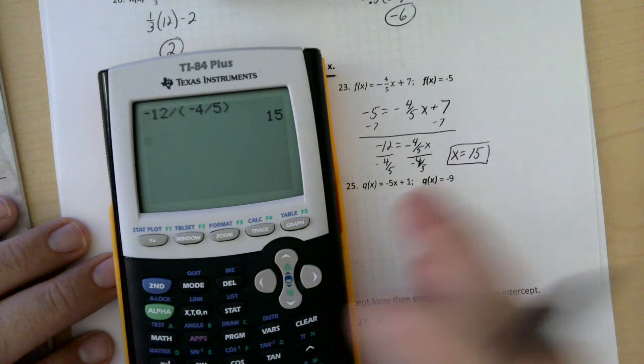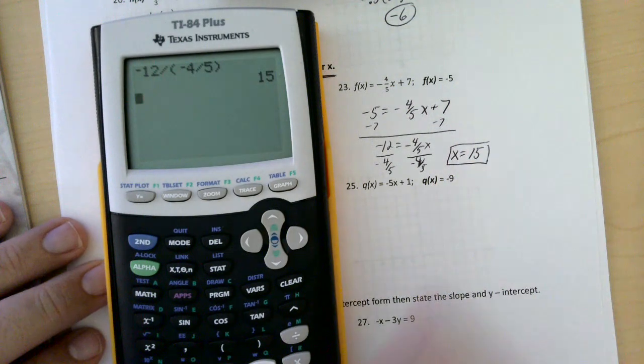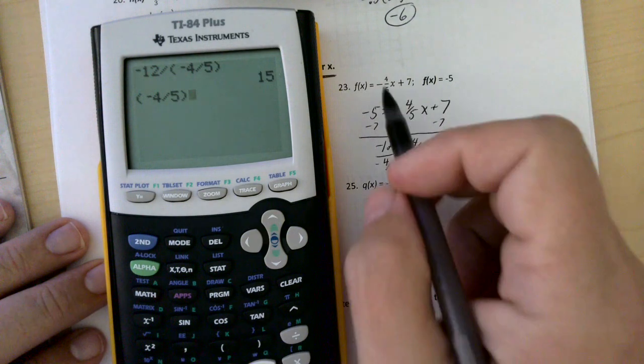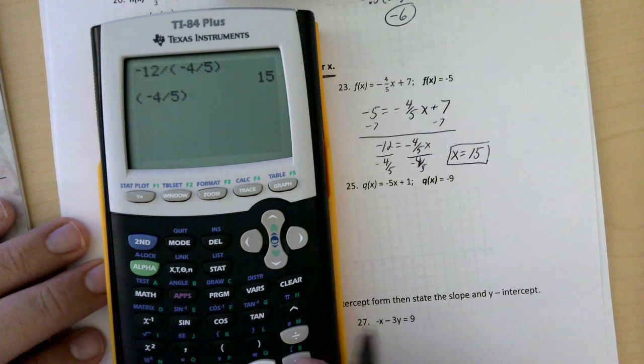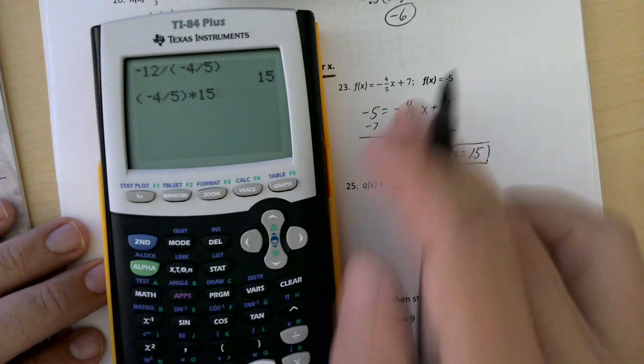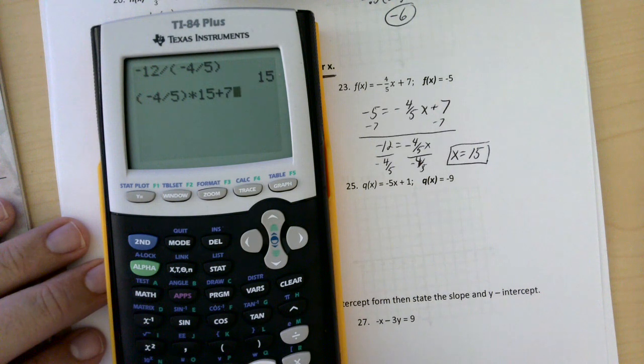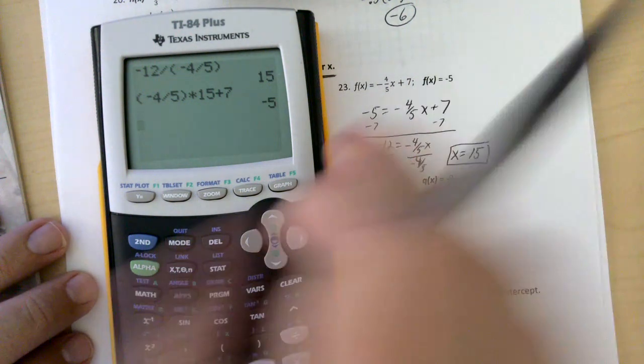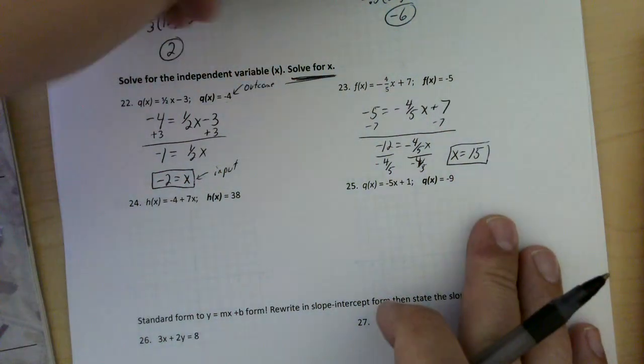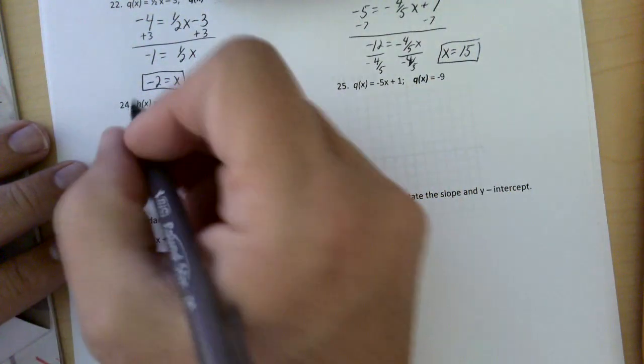Okay? And how you can check, so if that's my input, I should be able to go back to my original rule where it's -4/5 times my input and add 7, and this better be -5. And it is. Okay, so our input gives us the output. Okay, 2 more of these.